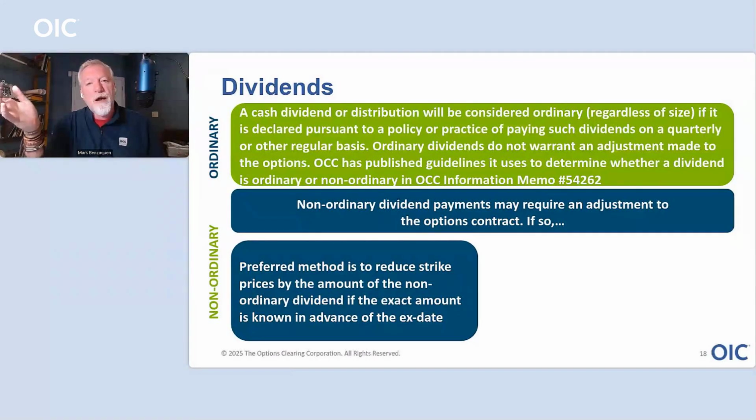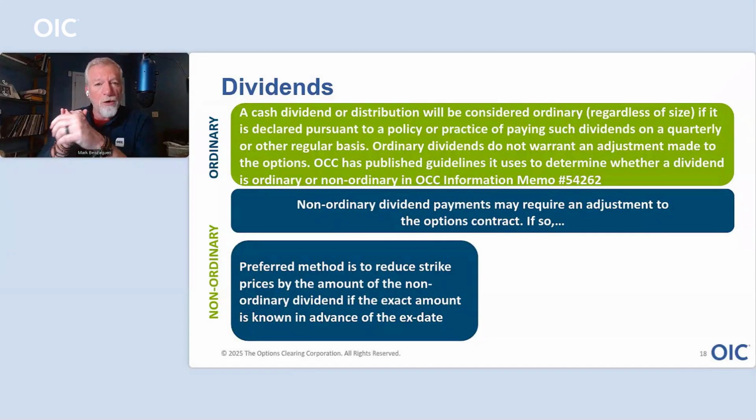You've got a stock trading at $100. They issue a $2 dividend. What happens to options simply is that the option strike price gets reduced by the amount of the dividend. So now a $90 call option becomes an $88 call option. A $105 put becomes a $103 put, right? The strike prices get reduced by the amount of the dividend.